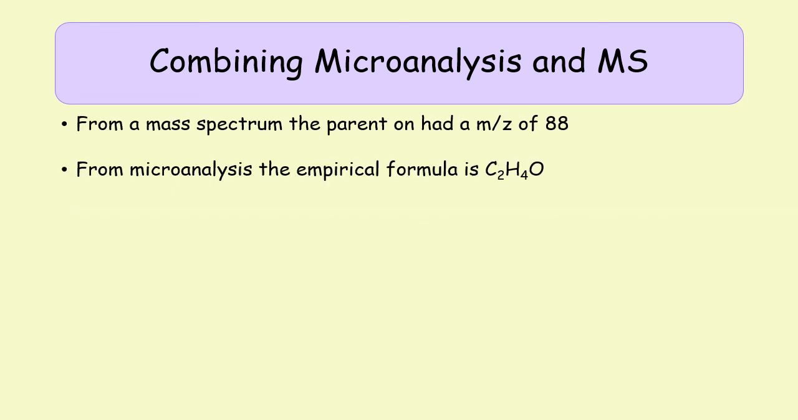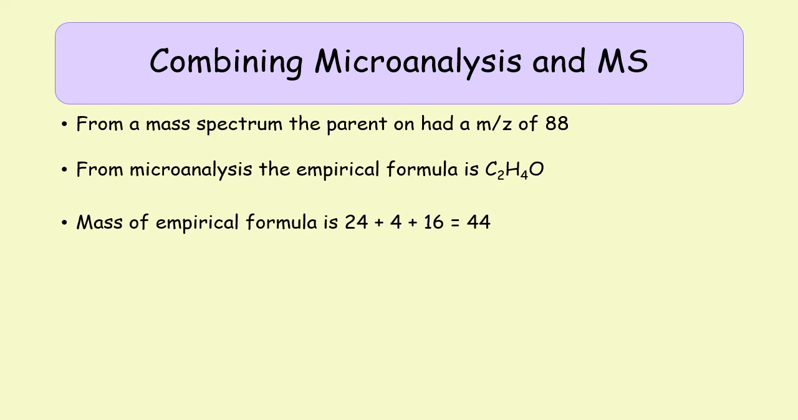So for example, if a mass spectrum told you that the parent or the molecular ion had an M over Z value of 88, and the microanalysis told you that the empirical formula was C2H4O, how could you use this to work out the overall chemical formula? Well, what you need to do is work out what is the mass of the empirical formula. So C2H4O, when we add that all together, it's 44.